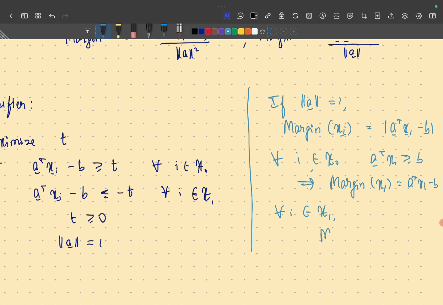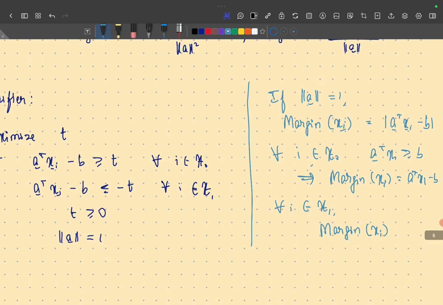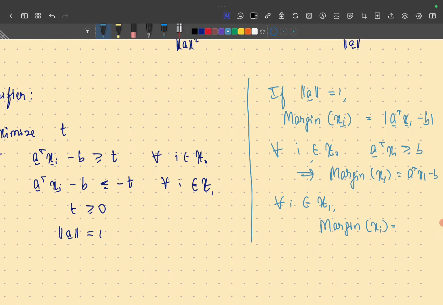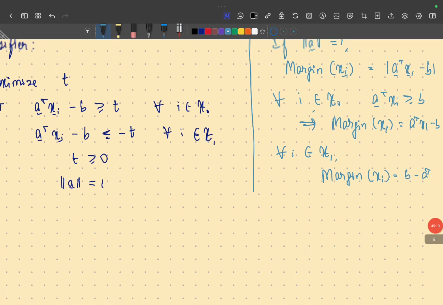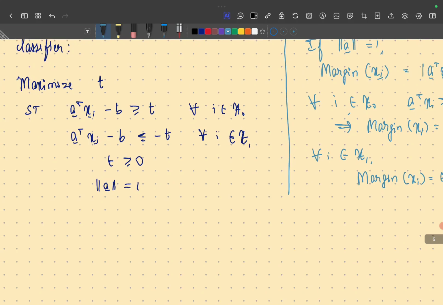in x1, the margin of xi, so A transpose xi is less than or equal to b. So A transpose xi minus b is negative. So the margin is in fact b minus A transpose xi, right? I want to ensure that the margin is at least t.